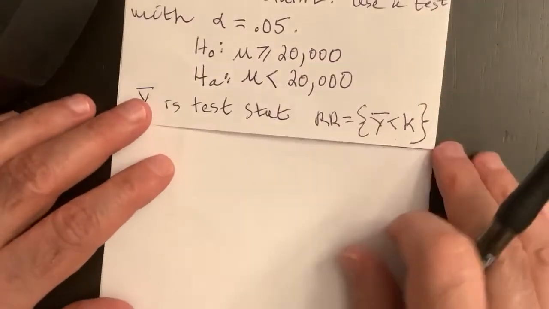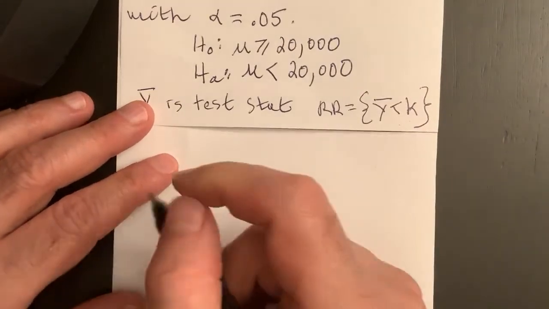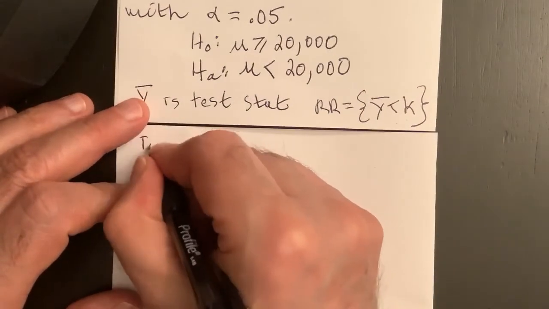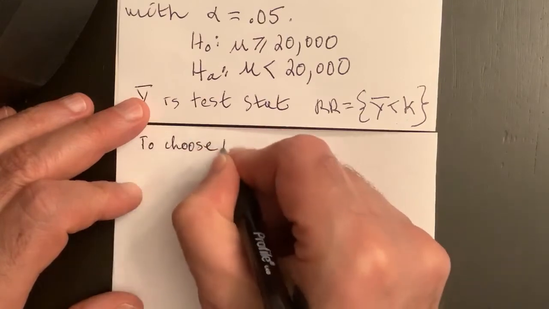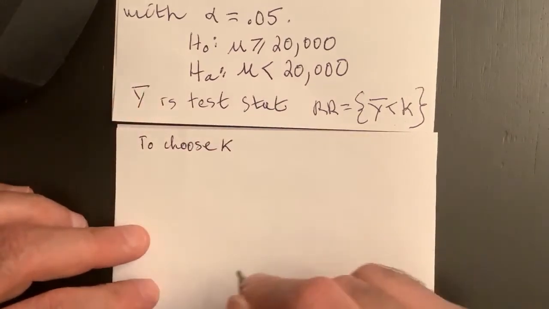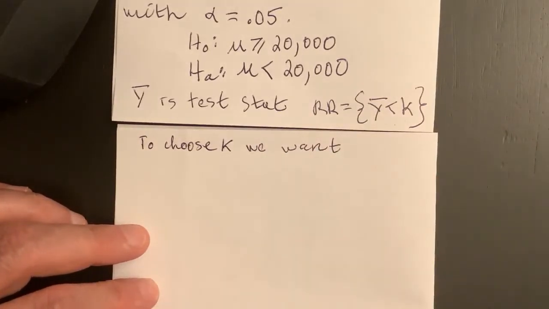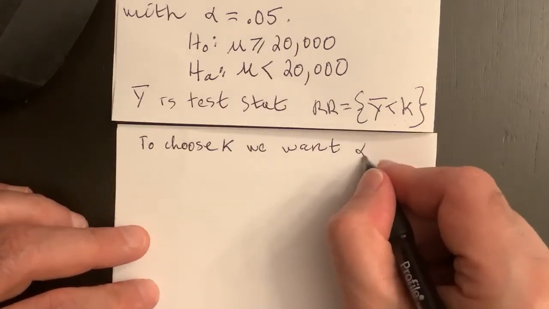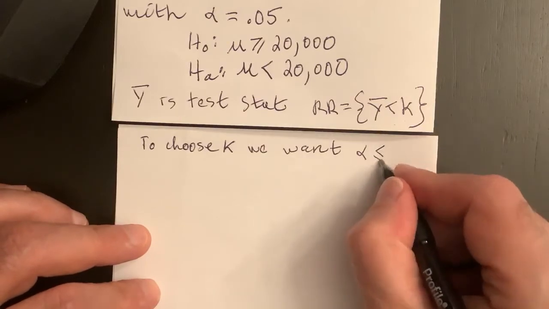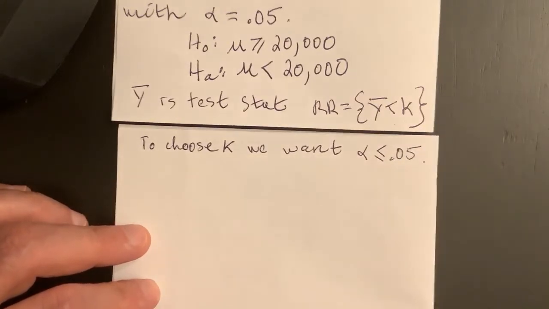So, how do you determine k? It's based on the significance level you want, how you want to bound the probability of type 1 error. So, to choose k, note, we want alpha to be less than or equal to 0.05, or equal to 0.05 at the worst.